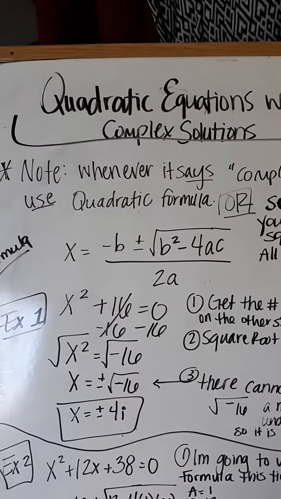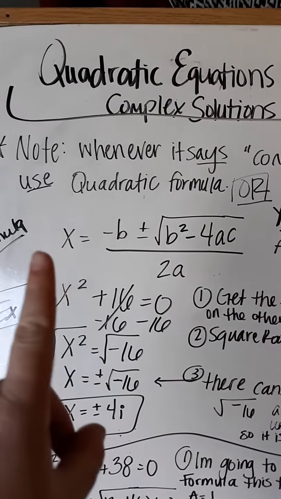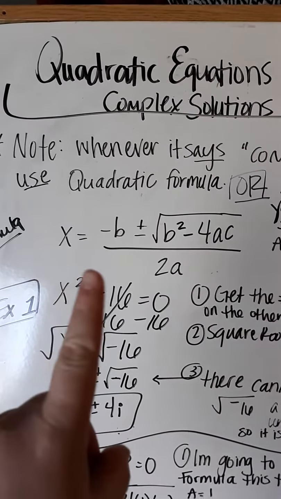You can use the quadratic formula, which is shown right here. X equals negative b plus or minus square root b squared minus 4ac, all divided by 2a. Or you can see if you can square root all the terms. I like to start with that one because if you can do that, you get your answer right away. So we're going to do both of these types.